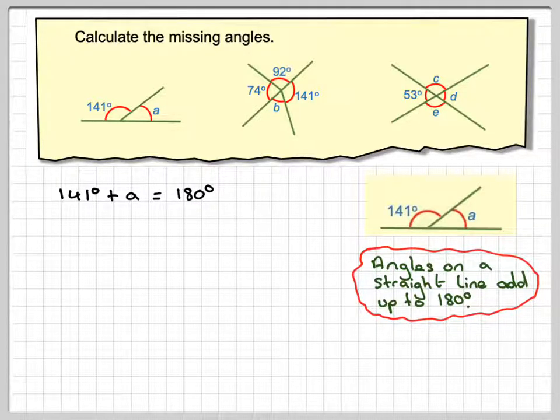Okay, so to solve that you need to take 141 from each side. So if we take 141 from this side, we get a, and we do 180 minus 141, we're going to get 39 degrees. So you should form and solve an equation.